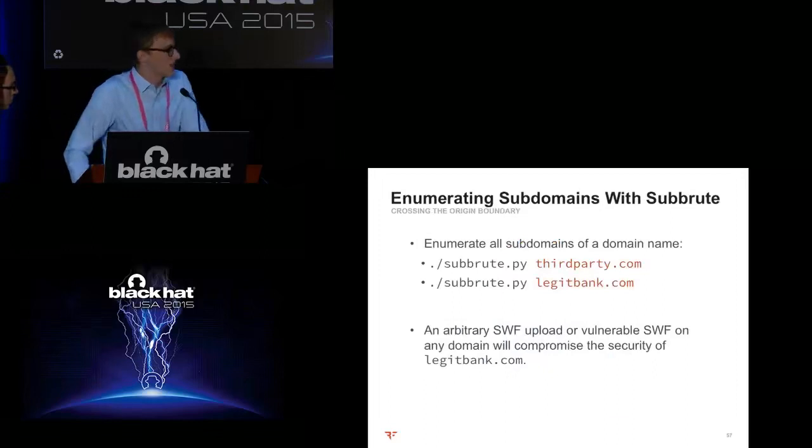So if you're an attacker and you're looking at that cross-domain and you say, I want to be in this whitelist, I want to perform an attack here, how would you do that? The answer is with, of course, Subroot. You can use Subroot to enumerate the subdomains of both thirdparty.com and legitbank.com, and you can find all of these endpoints and try to get your malicious SWF on them. If you have a malicious SWF on any of these subdomains, you've compromised the security of legitbank.com.